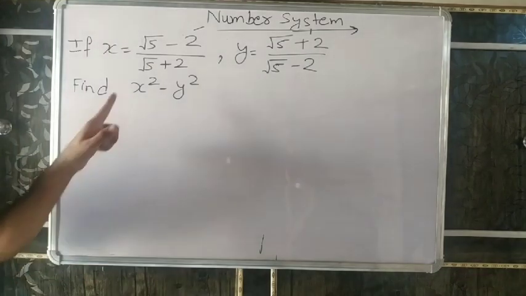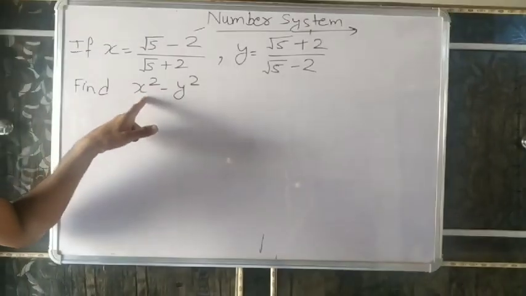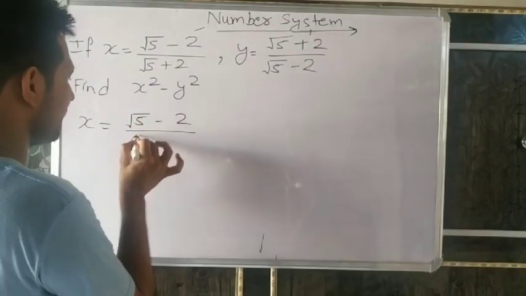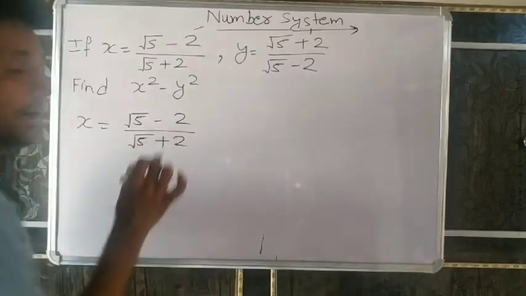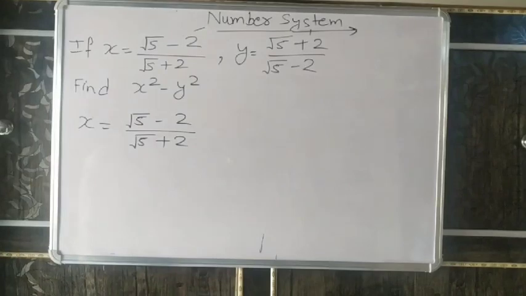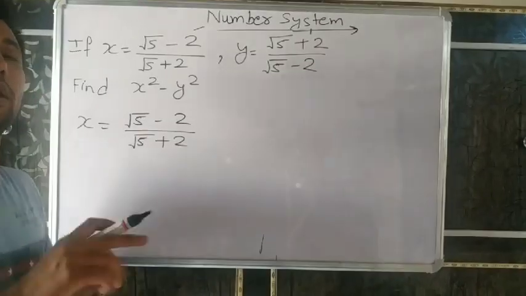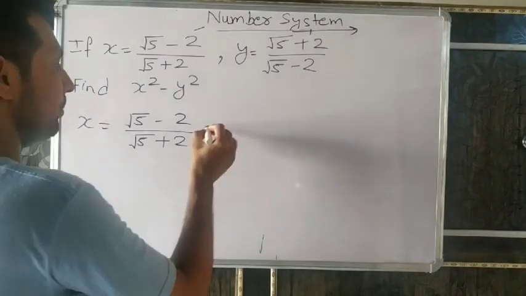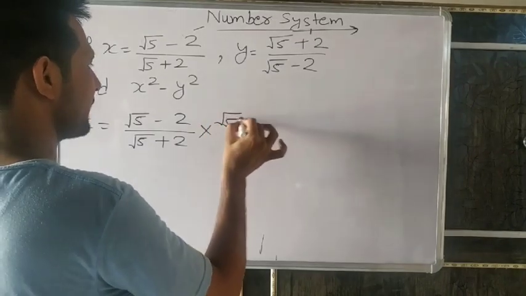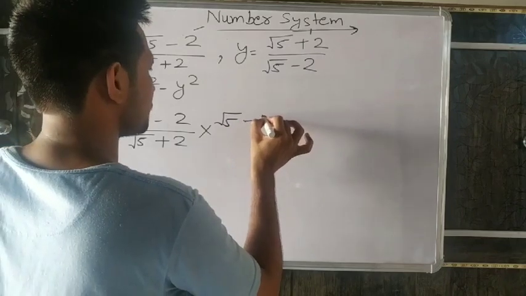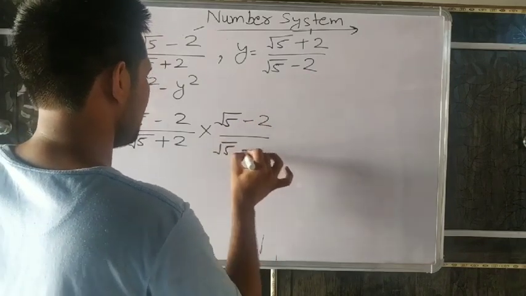So what will we find? First, we will put the value of x in x square. But before that, first we will find the value of x. Already given. What I told you: whenever there is a square root in the denominator, first we rationalize. Understand? First we will remove the square root, by rationalizing. How will we rationalize? Multiply and divide by the same number. Yes, A plus B, A minus B. Very good. Root 5 minus 2.